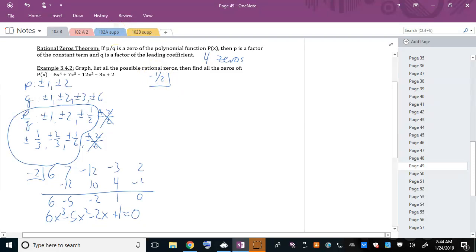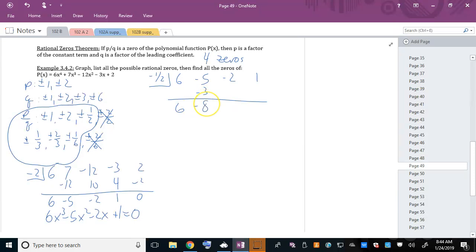Now, as I guess, I'm not going to use the original polynomial. I'm going to use the quotient that I just got from my previous 0. And let's see what we get. 6 times -1/2 is -3, plus 5 is -8, times -1/2 is 4, plus -2 is 2, times -1/2 is -1. So I do get a remainder of 0. So it looks like I did guess that correctly.